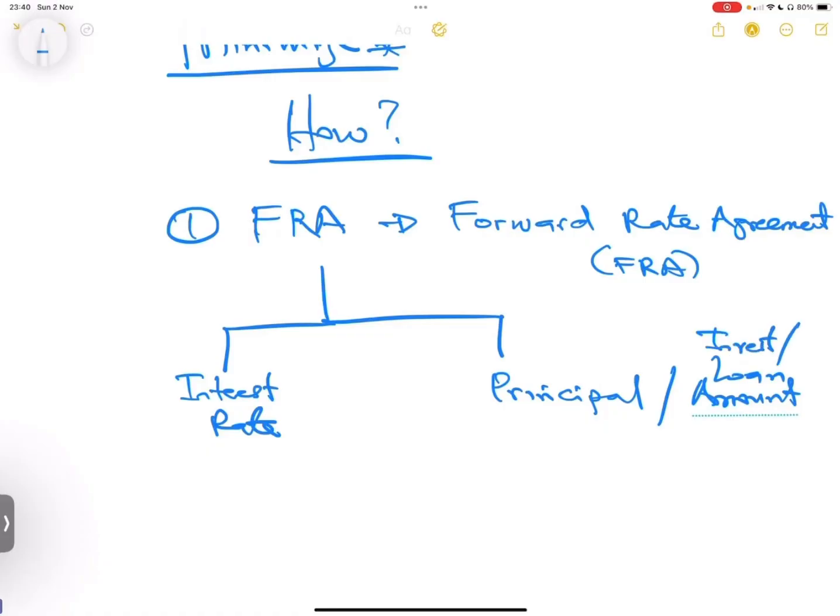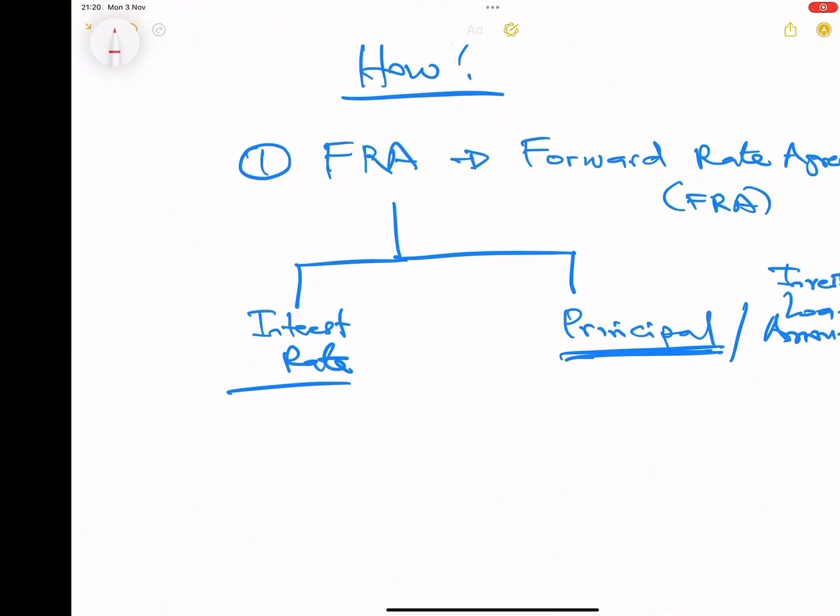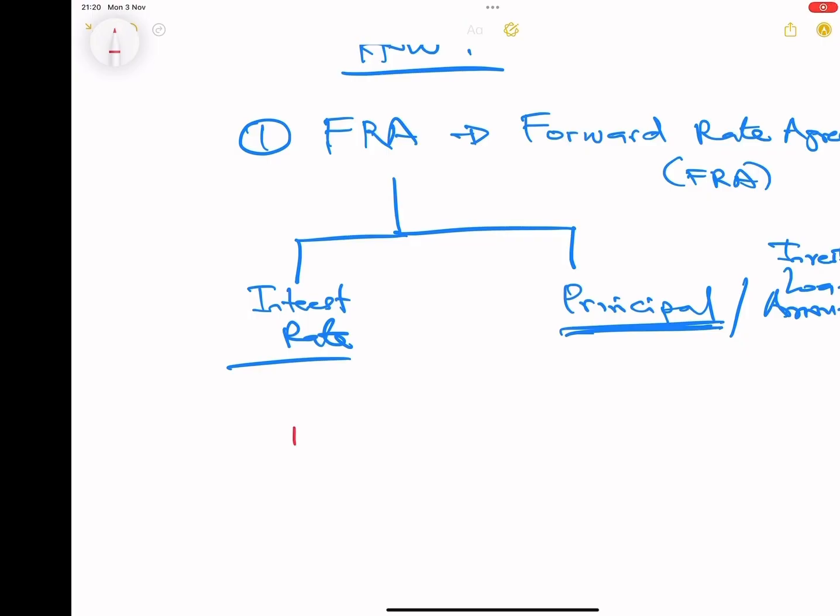Because, like I said in my introduction, your interest rate risk will be as a result of either the loan that you have or the asset that you have. But both of them are giving you value based on interest rate. So for FRA, there are a few things I'm going to tell you that you need to note. The first thing is the fact that you need to know when to buy or when to sell.